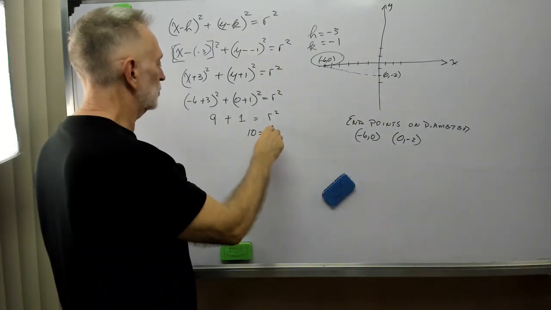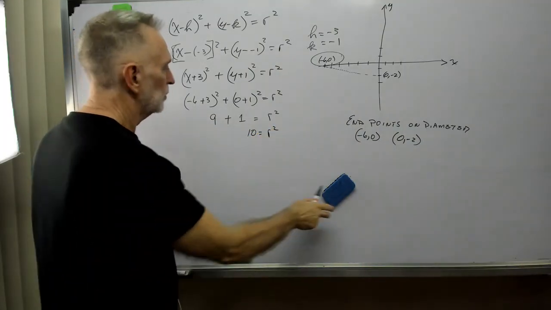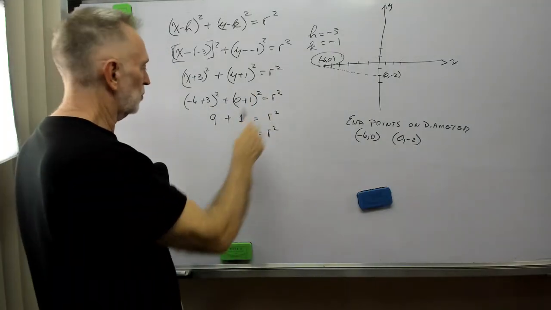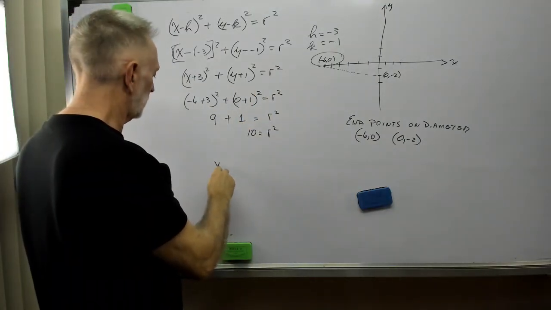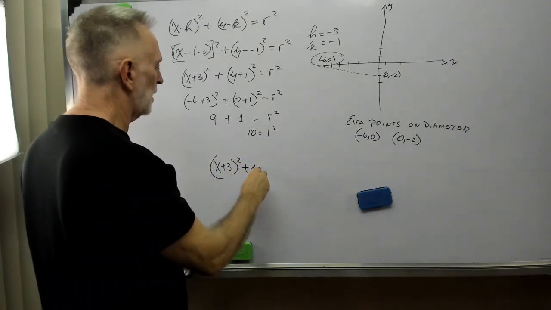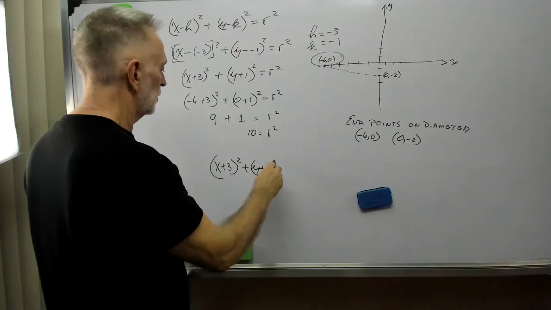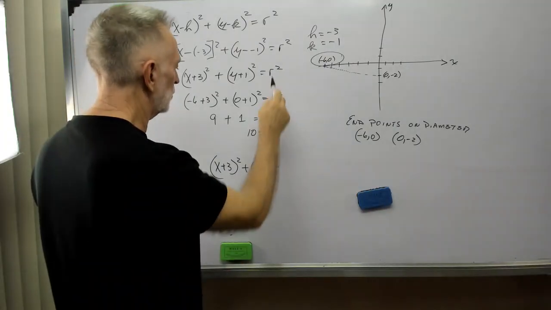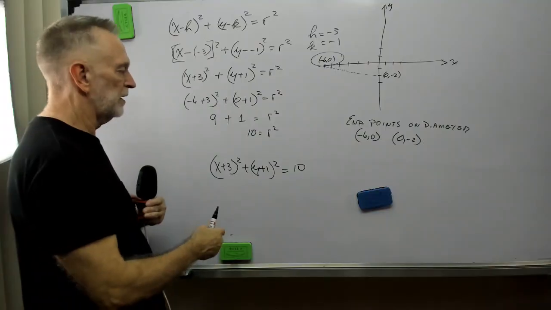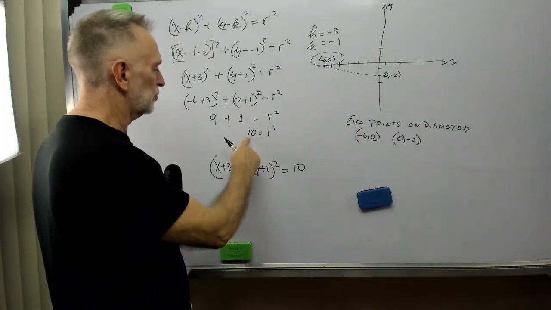10 equals r squared. So our equation for this particular circle would be (x plus 3) squared plus (y plus 1) squared, and that equals r squared, which equals 10. So the radius of my circle is the square root of 10.